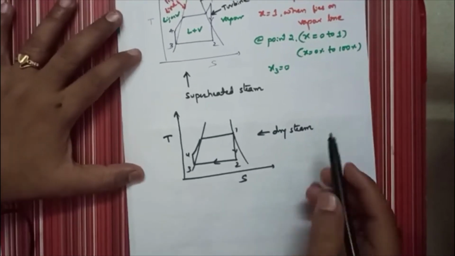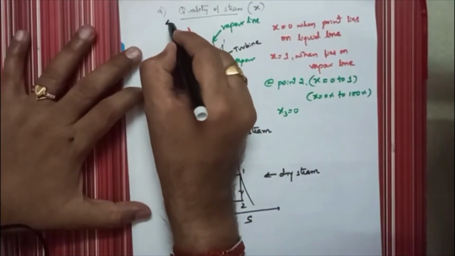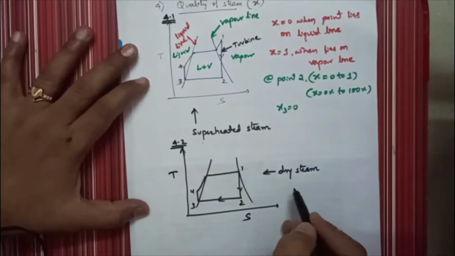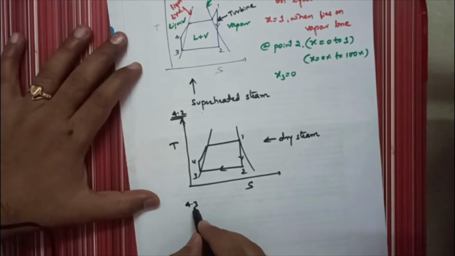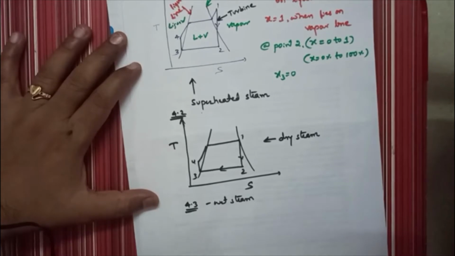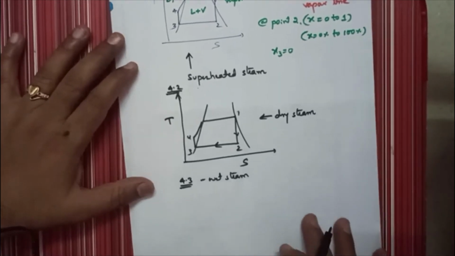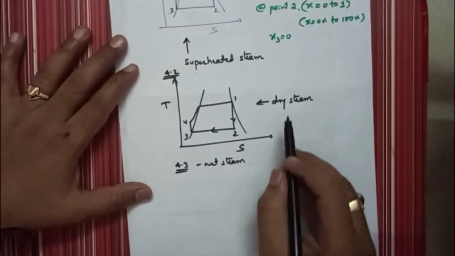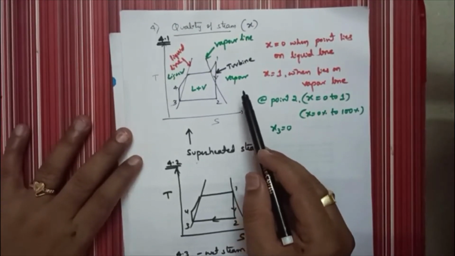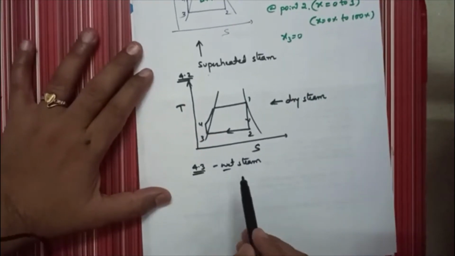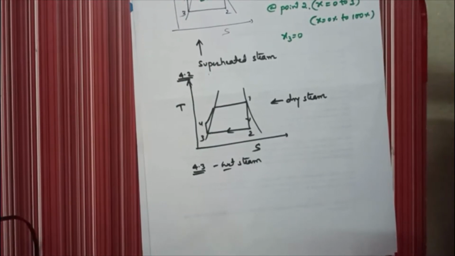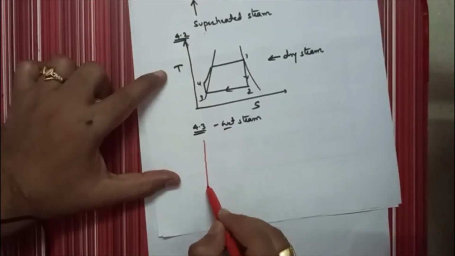This is the second type. So the 4.1 I will take. 4.1 is superheated, 4.2 is dry steam, and 4.3 is wet steam. Wet steam means the quality of steam which is entering the turbine is either not dry or not pure vapor. So it is a mixture of both. That is the reason it is called wet, meaning some percentage of water content will be there. So I will draw the TS diagram for wet steam.